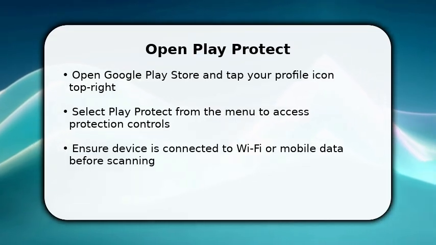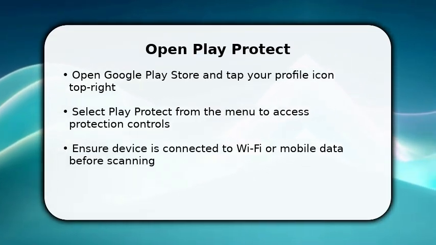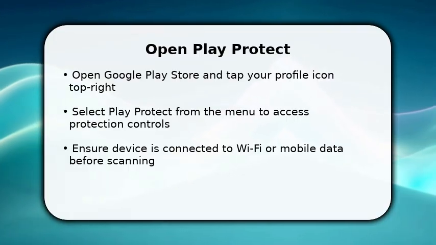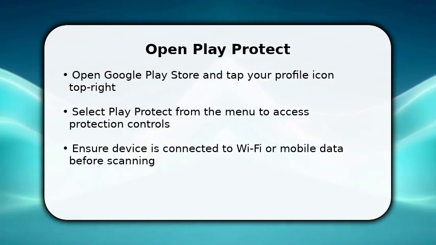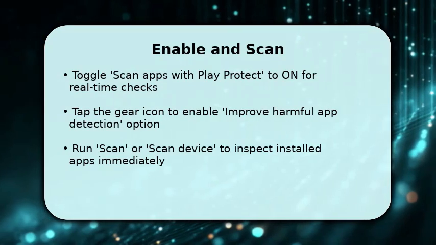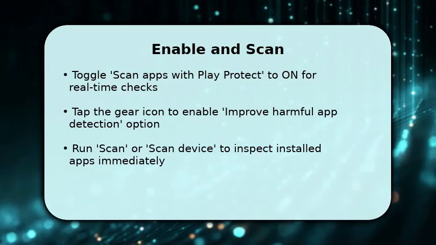You should also confirm that Google Play Services is up to date in settings, since Play Protect uses it to scan apps and report threats. Now proceed to enable and configure Play Protect for active scanning. You next enable active scanning by toggling scan apps with Play Protect to on.